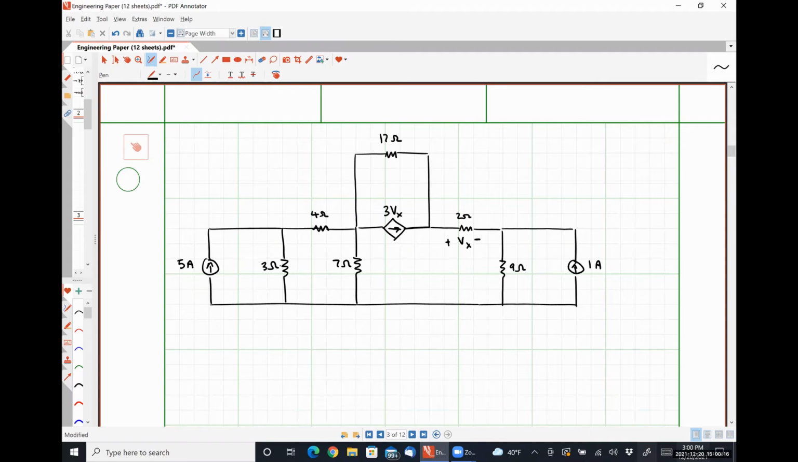Okay. So let me ask you guys a question. How many nodes does this circuit have? 5. How many meshes does it have? 5. 5 nodes and 5 meshes. Okay. So are there any simple resistor combinations or anything that we could do to make this circuit easier to analyze? No, none of the resistors are in series, none of them are in parallel.